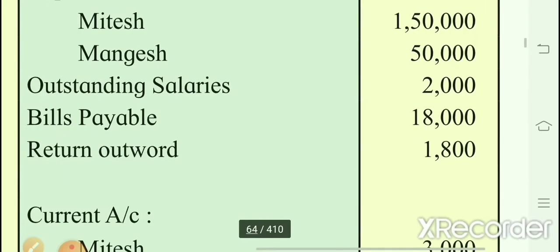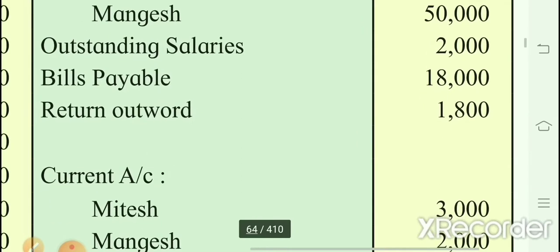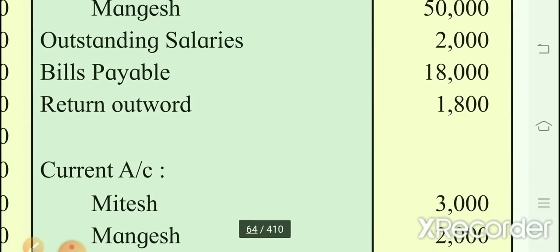Next, outstanding salaries. It will appear on the liability side as rupees 2,000. Bills payable on the liability side. Return outward means it's our purchase return. All of you know purchase returns are deducted from purchases.